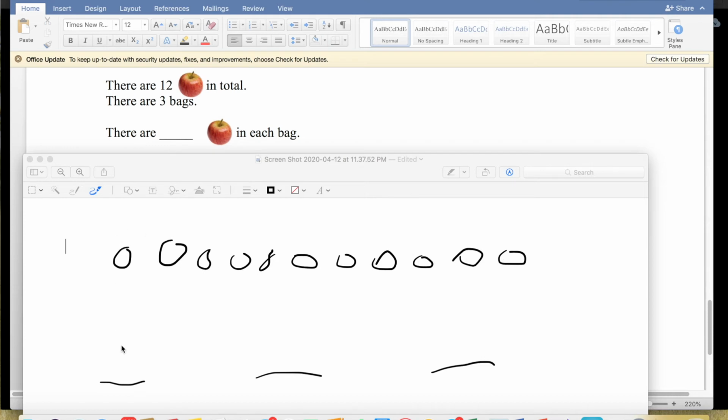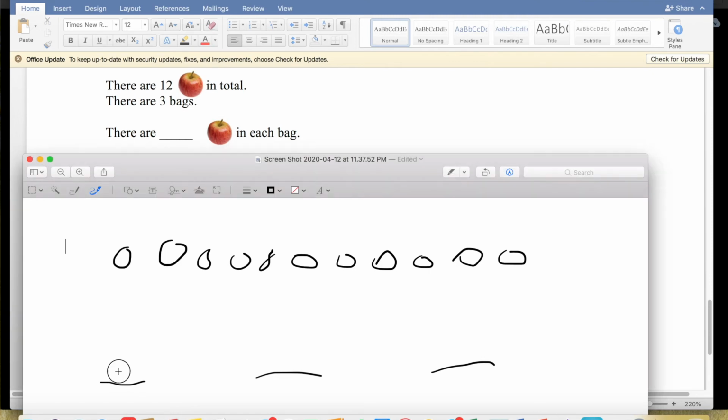Now I have to put 1 apple in each bag until I have gotten rid of all my apples. So let's go through and put 1 in each one. So that's going to be here. I can cross that out. 1 here. I can cross that one. 1 here. Then I go back to the first one. Another one here. Cross it out. And I'm crossing them out so that I don't put more than 1 at a time.